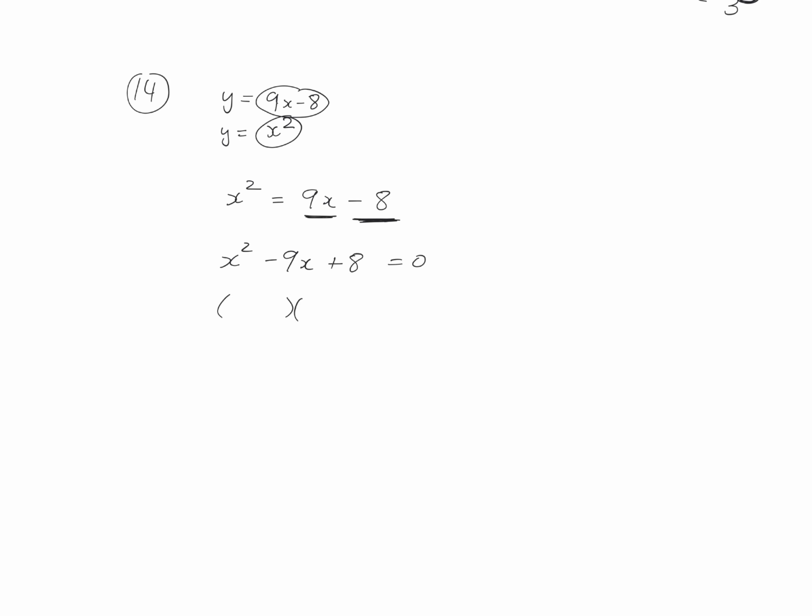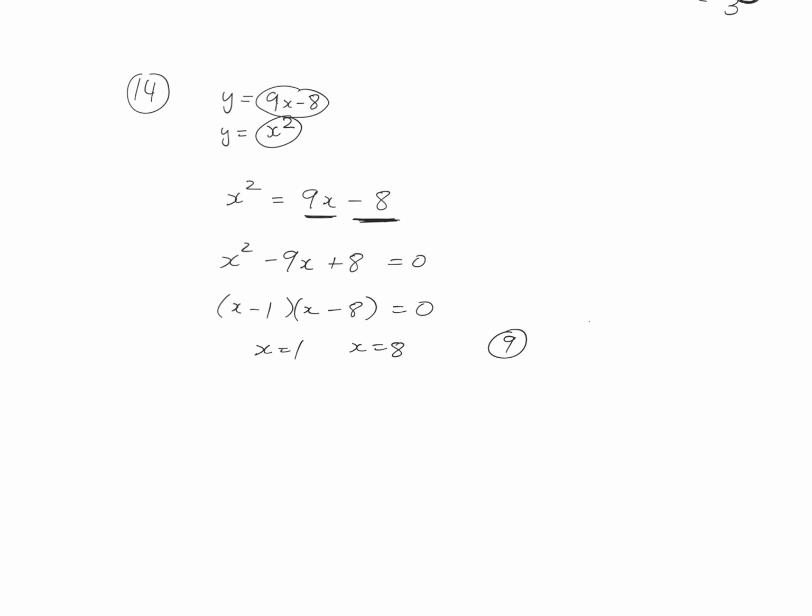This will factor, and you will get an x here, an x here, a negative 1 here, and a negative 8 there, because when you factor, you need two numbers that multiply to this and add to this. So negative 1 times negative 8 is positive 8, and negative 1 and negative 8 add to negative 9. And so this will equal 0. So x equals 1 and x equals 8. You add them up and you get 9.